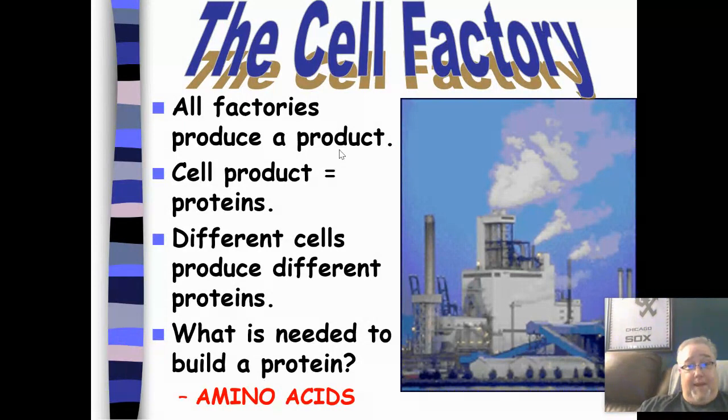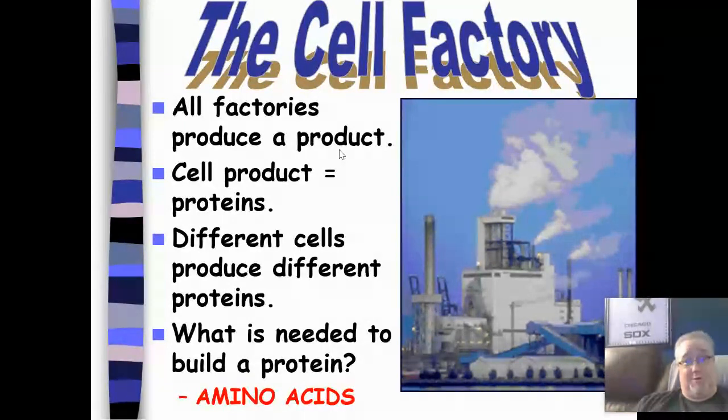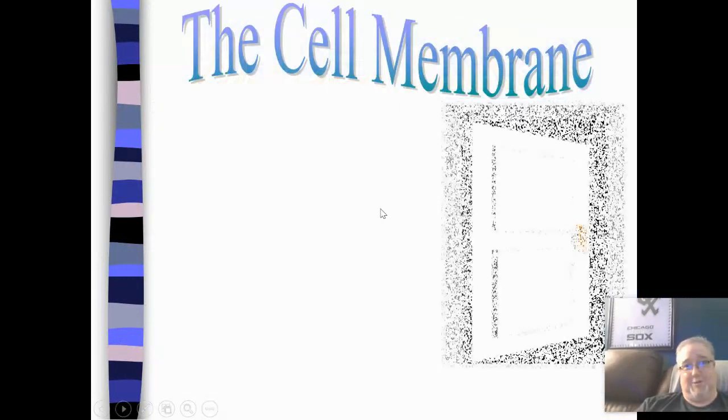All right. So if your cells are going to build proteins, they need amino acids to do that. Where do you get your amino acids from? You get them from food. So remember this, you need to eat protein in order to make proteins. So when you eat protein, your body breaks it down into amino acids, and then your body can use those amino acids to build whatever proteins it needs. All right, so that's kind of an important concept.